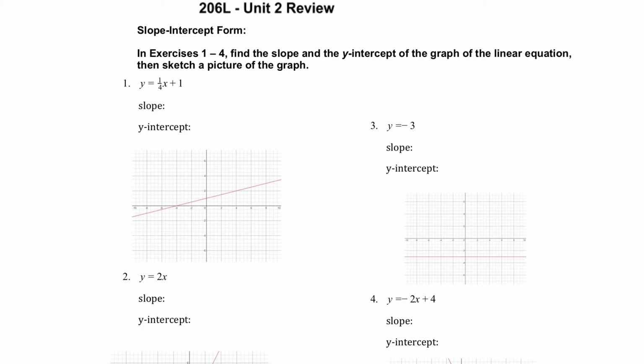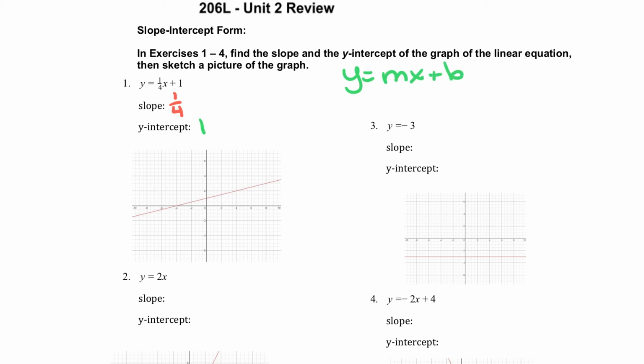slope is. Well, remember, the slope is the number that comes in front of the x in slope-intercept form. So the slope is 1/4 in this case, and the y-intercept is 1. The y-intercept is that b in y is equal to mx plus b.